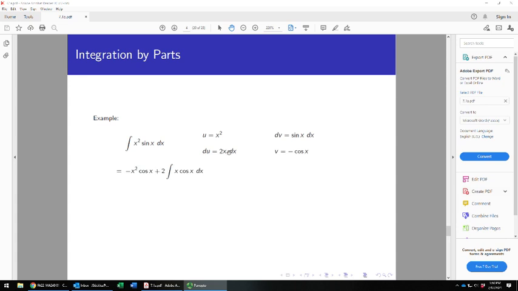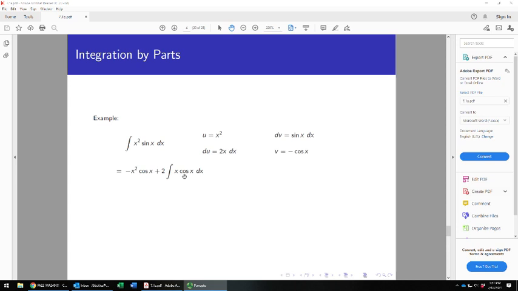Using our integration by parts formula, you get the negative x squared cosine x for your u times v. Remember, the formula is minus the integral of v du. If we pull the minus 2 out in front, it's going to change it to a plus sign. So then we have x cosine x dx here. Notice that we still don't recognize this as a basic antiderivative that we can calculate. However, it did get simpler, right? The power on the x went down.